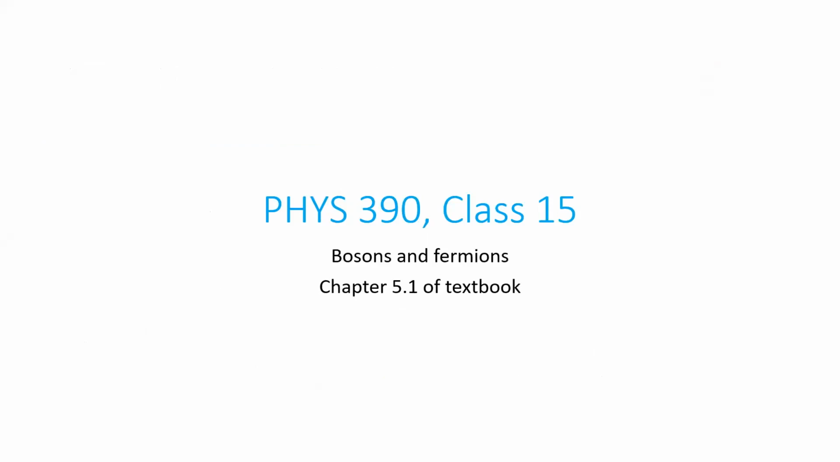And we'll be looking at two particle wave functions and how they differ between bosons and fermions, and something called symmetric and antisymmetric wave functions. And this comes from chapter 5.1 of our textbook.